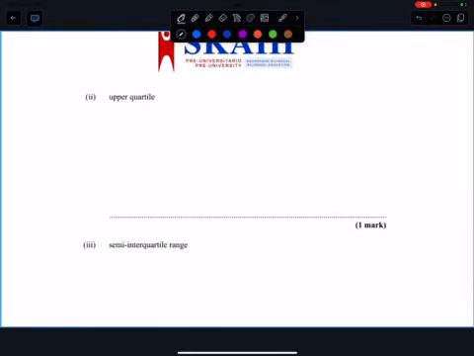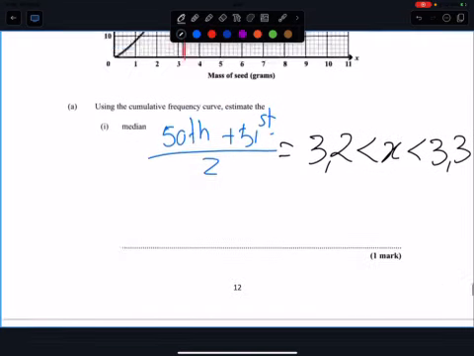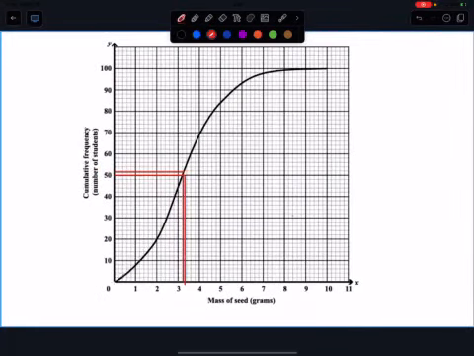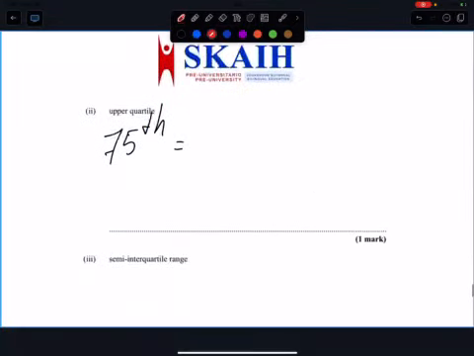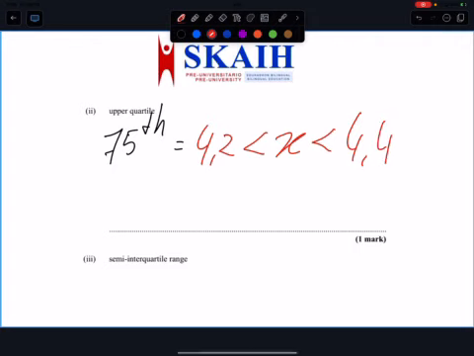Upper quartile, easy. What is that? The 75% of the students, the 75th. So again, using the graph, you go back, look for 75. Here, you go down, and it should be around 4.2, 4.4, around there. 4.2, 4.4. Yes? It's an estimate. It's not 100% accurate. Upper quartile, 75th person.